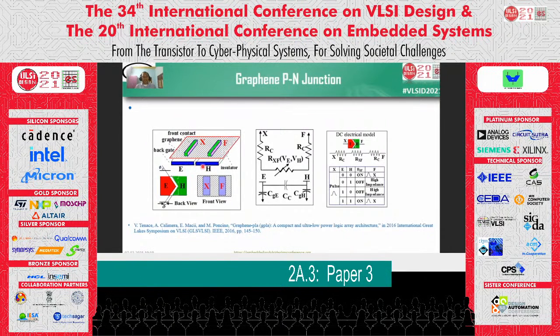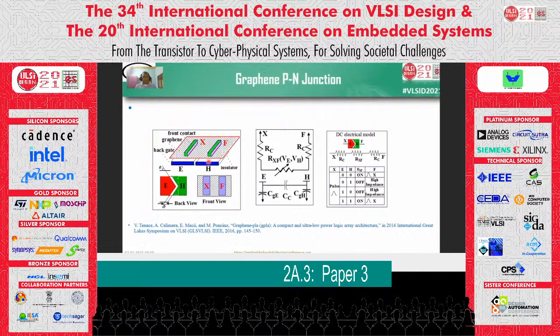E and H are the two back gates, and they are isolated from the graphene sheet by a thick layer of oxide. Here, if E and H are supplied with the same voltage level, then the two graphene regions will have the same doping profile. As a result, a conducting path will be established from X to F.